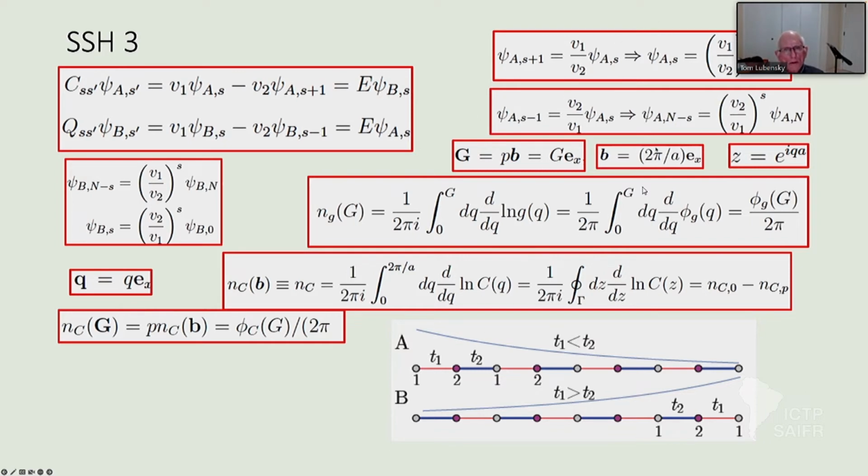If we turned it around and made V2 less than V1, then again on the A site you can get the decaying mode.